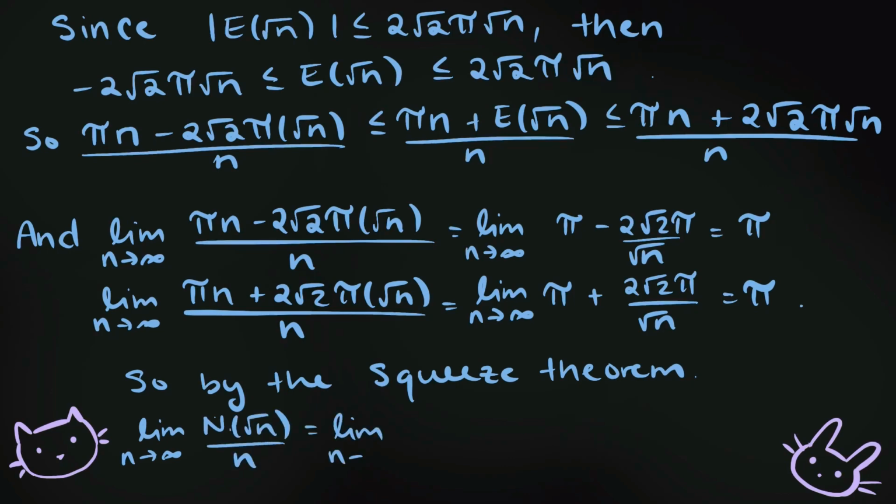And what that's saying is the average number of ways you can express an integer as a sum of two squares is pi, which is, I think, pretty neat.